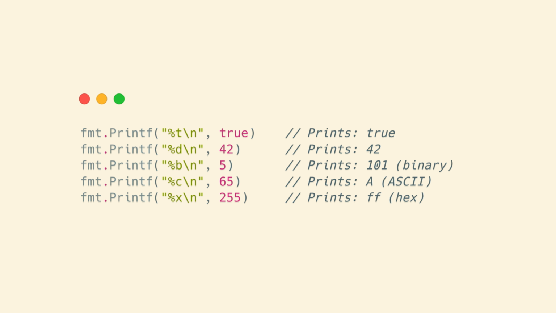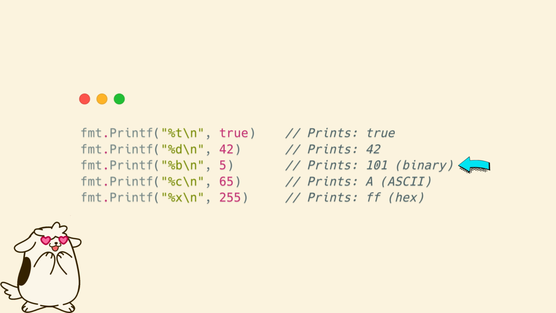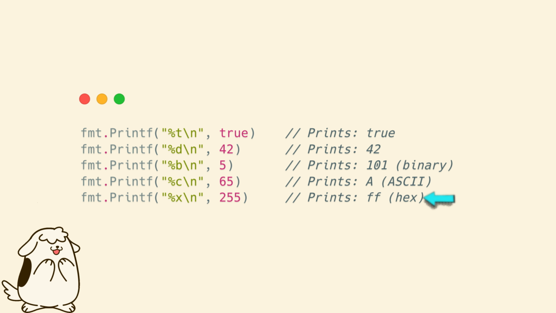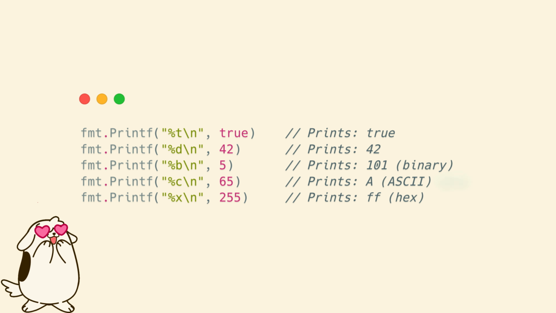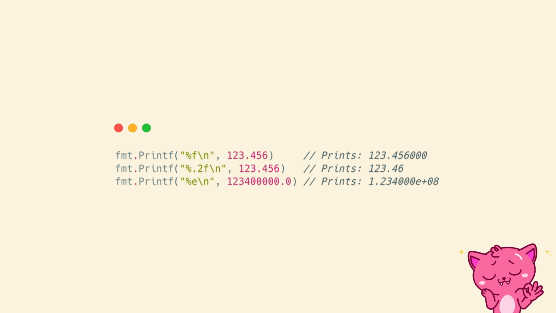Next up, we've got Buddy the dog. Let's look at how we can format Boolean and integer values. Here we've used different formatting verbs to print a Boolean, an integer as a decimal, and even a number in binary and hexadecimal format. For example, printing 65 as a character gives us A, and 255 as a hex gives us FF. Handy, right? Now let's talk about floating point numbers.